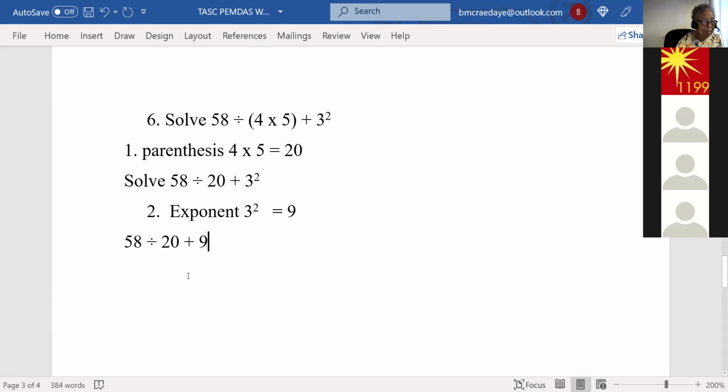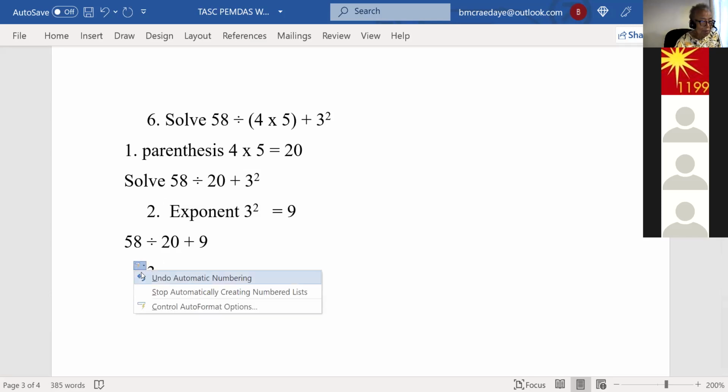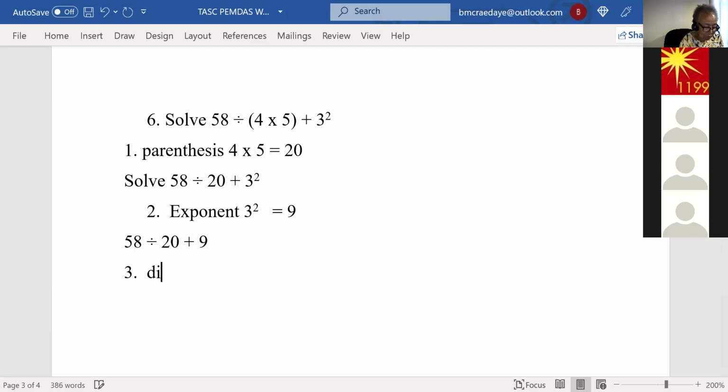Okay, Maureen, what's the next step? What do we do? The third step. Multiply. There's no multiplication there. Divide. Divide, that's right. So your third step is going to be division. And what are you dividing? 58 by 20. That's right. 58 divided by 20.